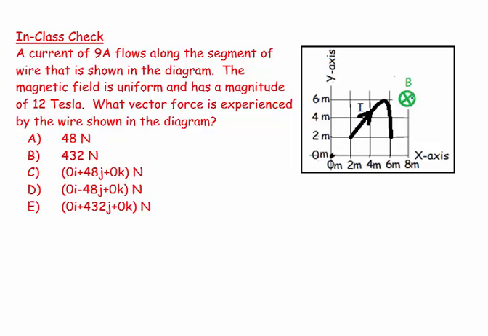So this piece of wire is in a uniform magnetic field, and we're showing this with a symbol which represents the fact that it is going into the page, and it's got a symbol B on it, meaning magnetic field. And that's 12 Teslas. What is the vector force? What vector force is experienced by the wire shown in the diagram?